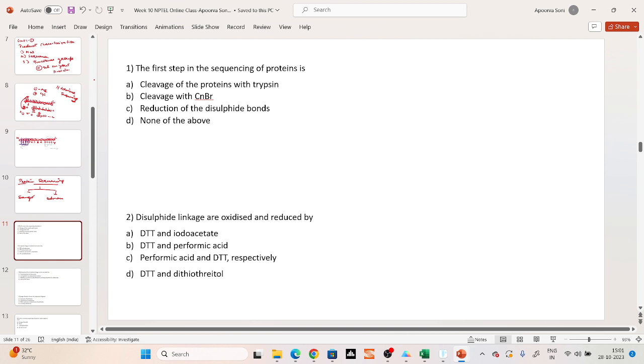What we do? We first reduce the disulfide bonds. So the answer of the first question is C, that is reduction of the disulfide bonds. Second question: disulfide linkages are oxidized and reduced by. So we have studied that to break the disulfide bonds, we can go either for oxidation or for reduction. Oxidation is done with the help of performic acid and reduction is done with the help of DTT. You can also use beta mercaptoethanol for reduction.